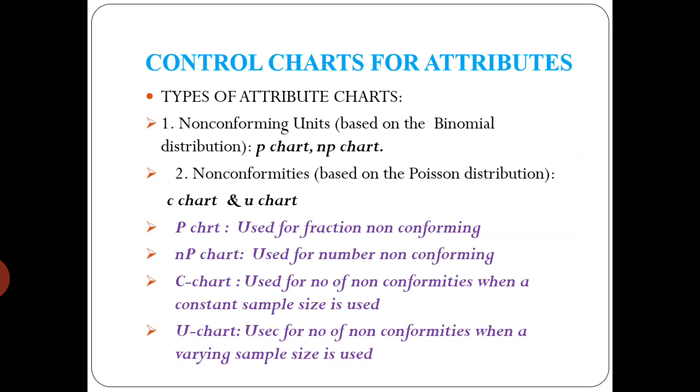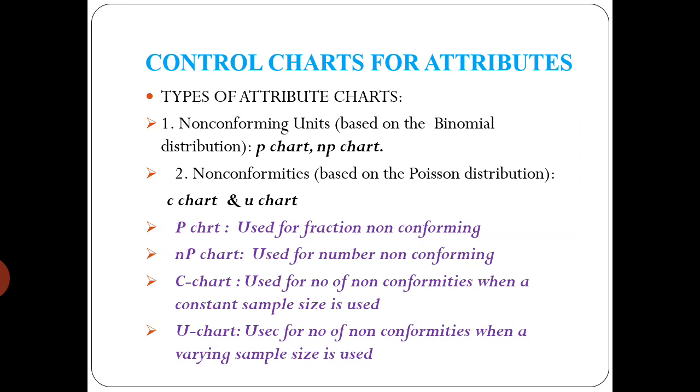So for this type of data, the control charts are plotted with different types of charts. They are called P chart, NP chart, C chart and U chart. So let us see what these charts are. The first one is for non-conforming units, which are based on the binomial distribution. The second one is non-conformities, which are based on the Poisson distribution.